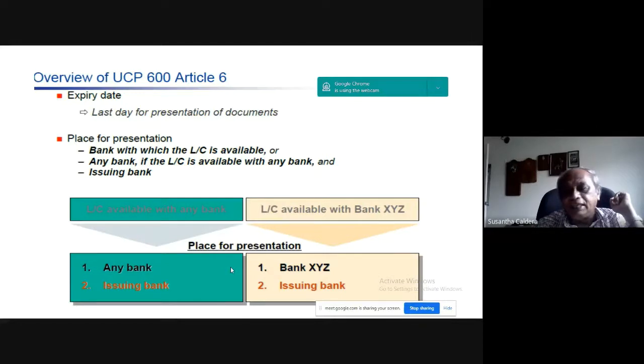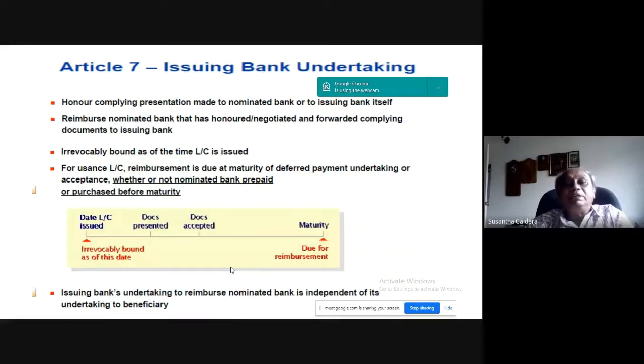They can't wash their hands of not paying. If the documents are clean, they have to pay, right? Reimburse the nominated bank that has honored, negotiated, and forwarded compliant documents to the issuing bank. We are going to discuss the reimbursing bank also, or we have discussed it earlier.